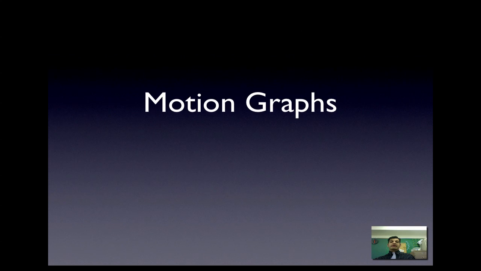We have completed the buggy lab. You should have that lab written up and in your notebook, and what we're going to do is tie things together and transition from the buggy lab into what we're doing next week. We're going to be talking about motion graphs, and that means graphs of position versus time. So here's what we want to accomplish.